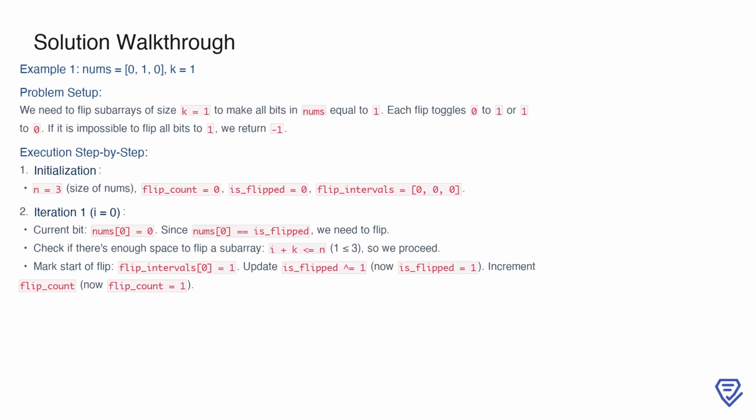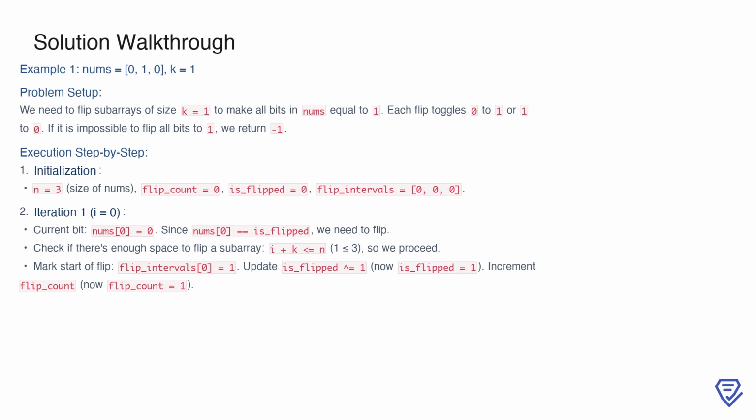First, we initialize the necessary variables. The size of nums, n, is 3. We set the flip_count, which keeps track of the total number of flips, to 0. The is_flipped variable represents the current flip effect and is initially 0. We also create an array called flip_intervals to manage the start points of flips, initialized to 0, 0, 0.